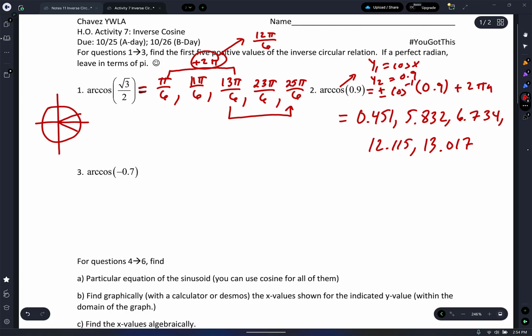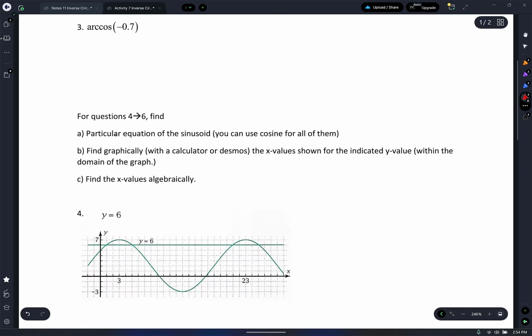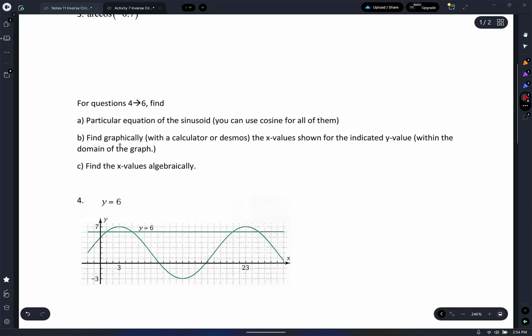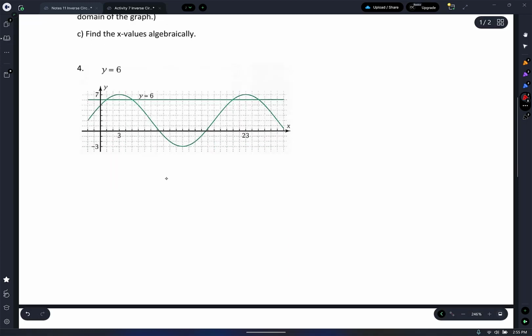Okay, all right, so let's do one more for you guys. So look at question 4 through 6. Here are the directions. Letter A, find a particular equation of the sinusoid. So that means find this sinusoid, and do it in terms of cosine because that's all we know right now. Letter B, find with a calculator the intersections. And letter C, find algebraically. Just get me the equations. Once I see that those two general solutions have the solutions from the equation, I know that when you add the period, it's going to give me the same answers. So let's do that. What number do you want to do? 4, 5, or 6?